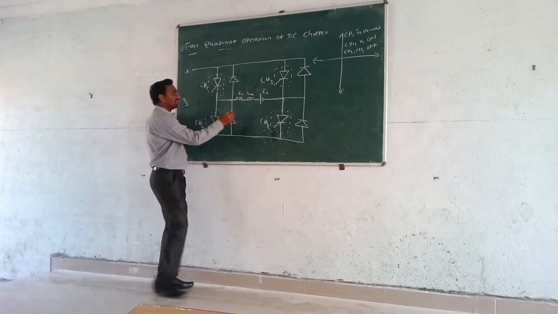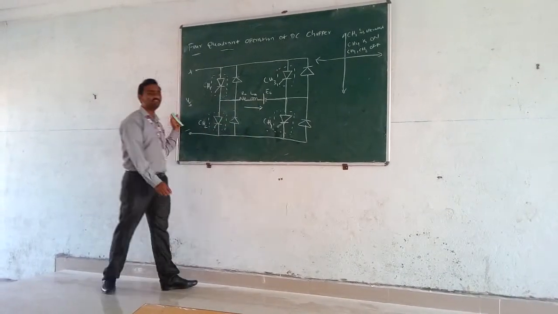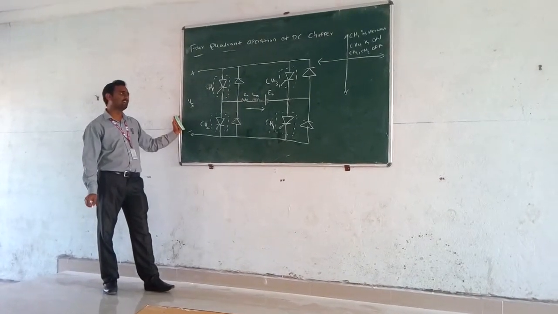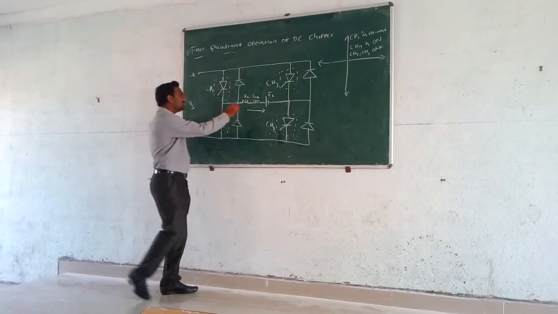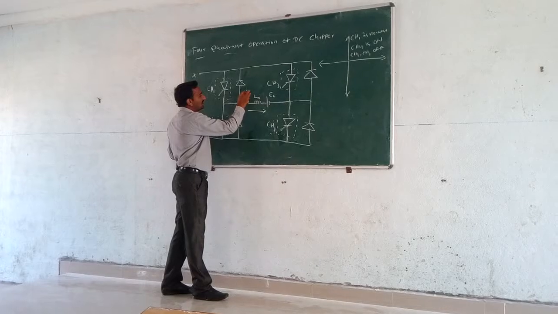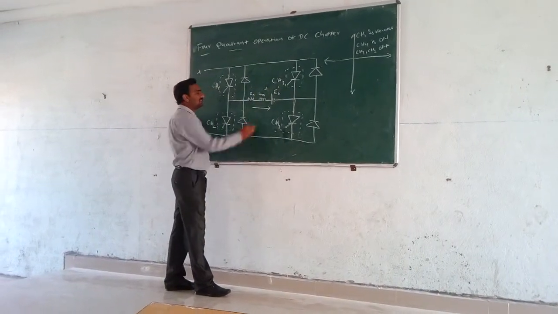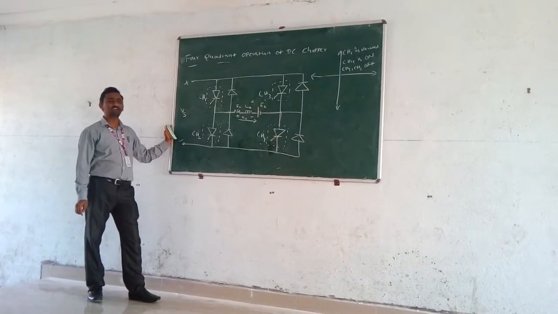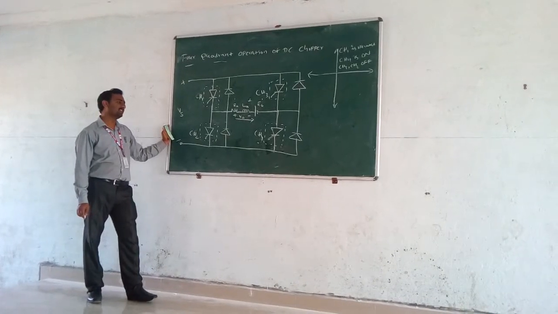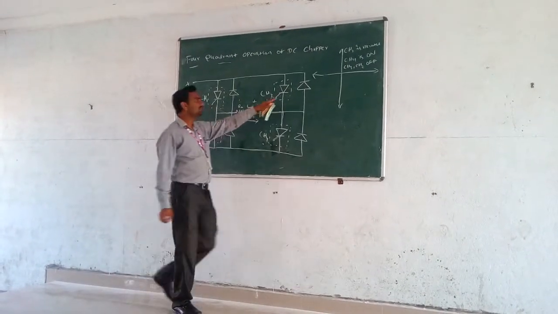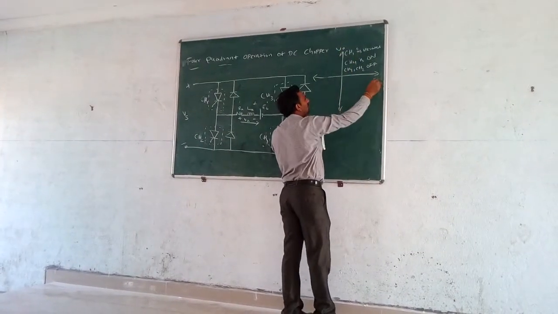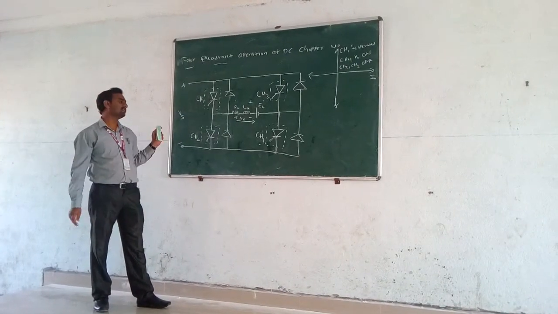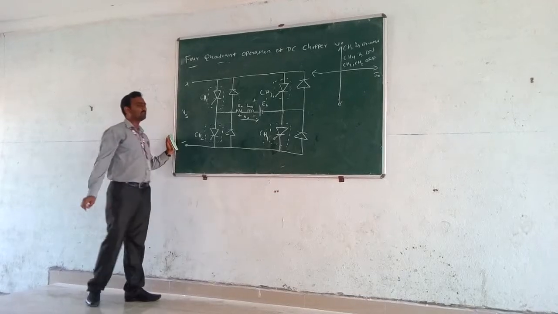In this position, the current direction is from left to right. Our assumption is that from left to right is always positive current. Similarly, the voltage direction is plus and minus. Output voltage is also in the forward, positive direction. So voltage and current are both in the same positive direction. We get the first quadrant operation of the chopper.